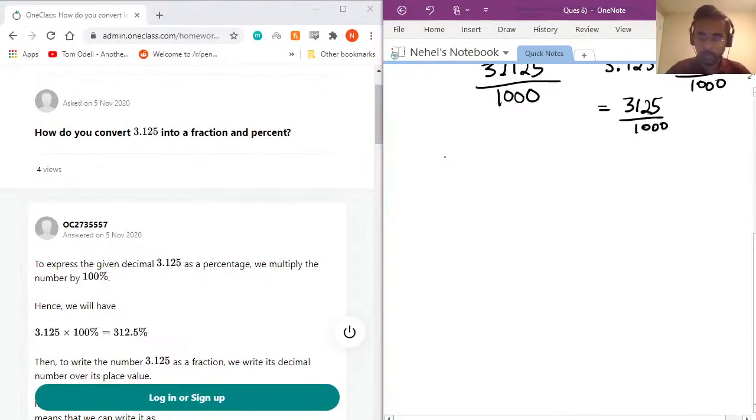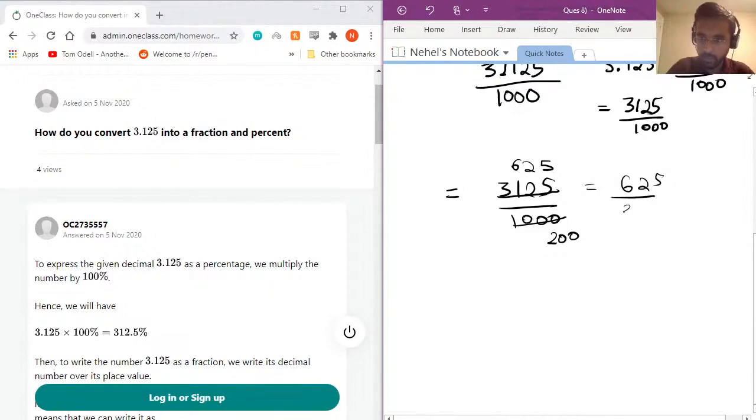Okay, so we can convert this into a simpler form by using division. If I divide this expression by 5, I can continue to divide it. So 5 times 200 is 1000, and then 5 times 625 is 3125. So we're given 625 over 200.